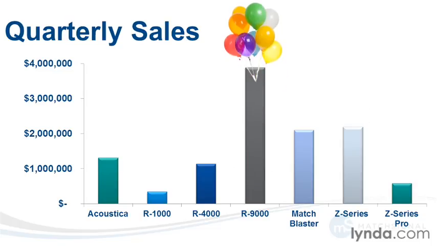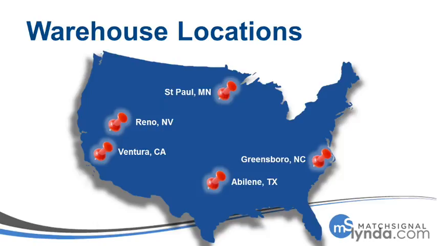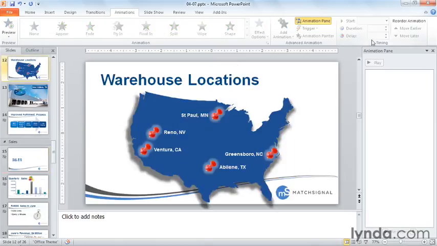Let's continue the animation trend onto slide 12, our warehouse map. I'd love for the map itself to fade in and then have the push pins and text fall into place as the speaker announces each one. So let's make that happen. First, the map. This is easy.